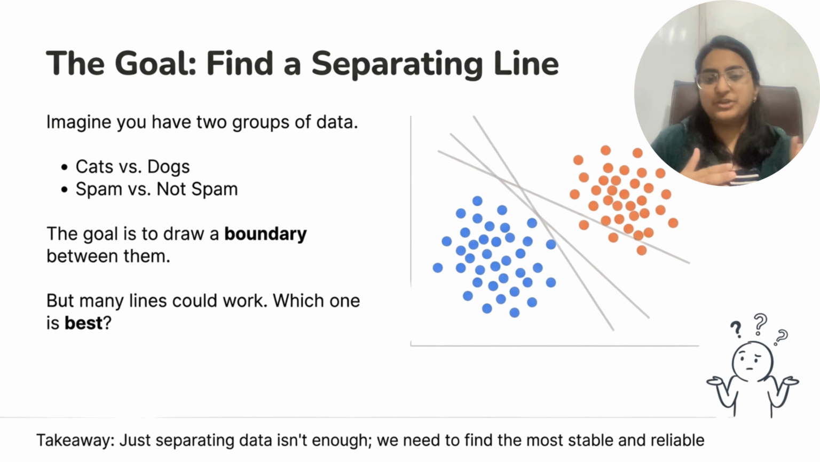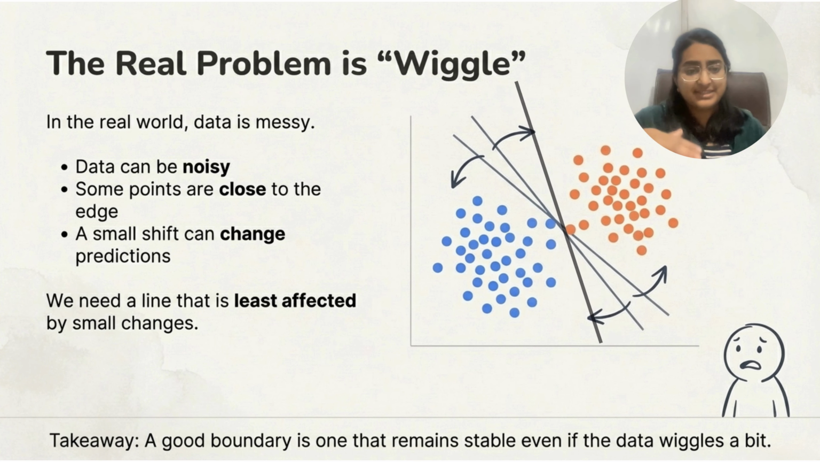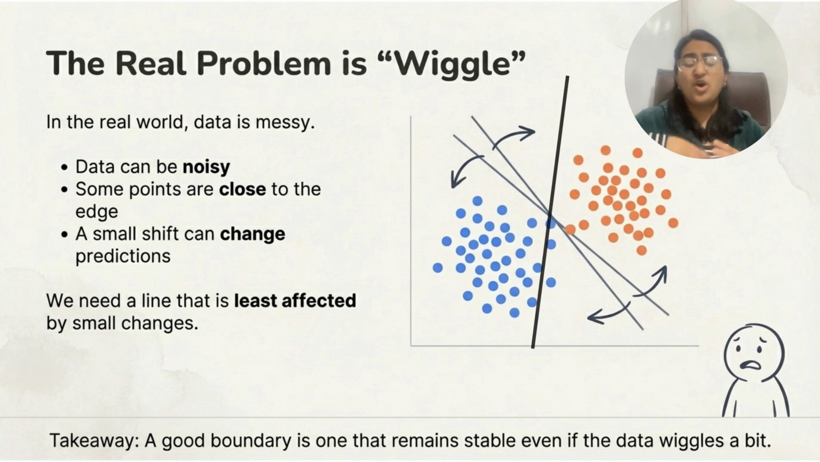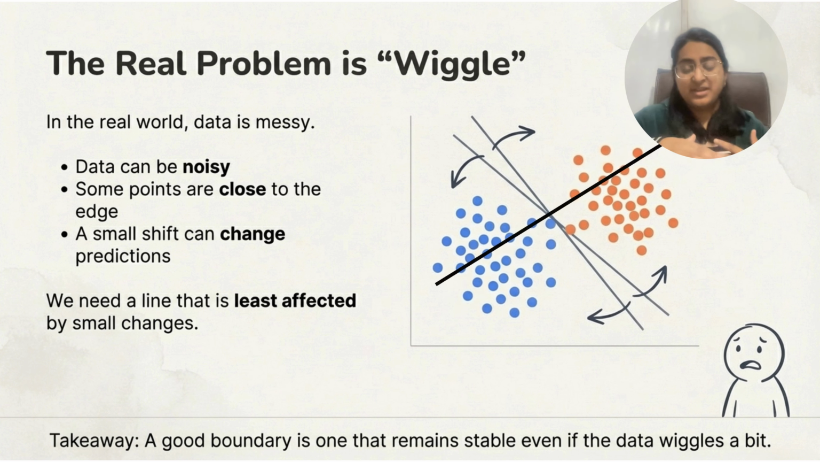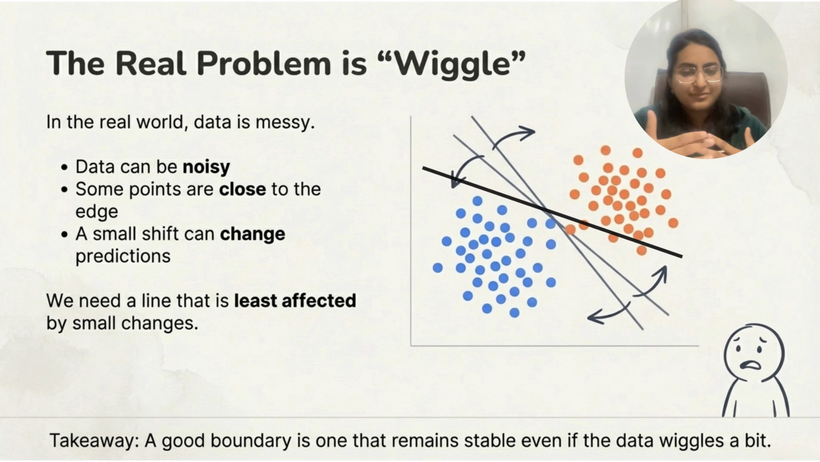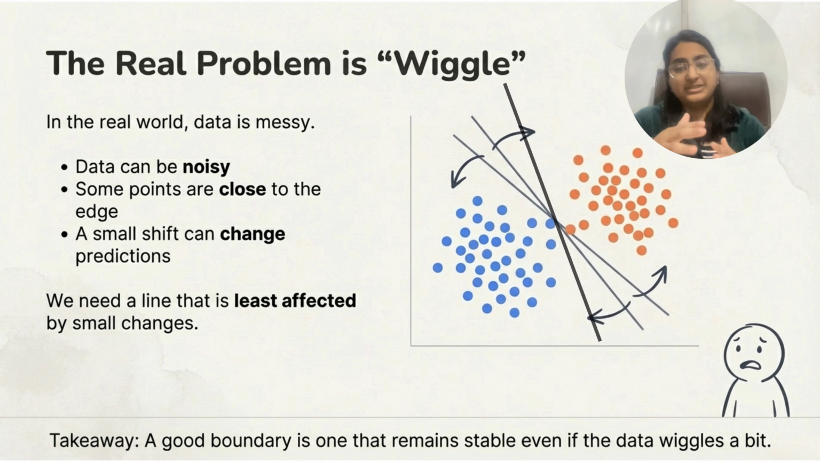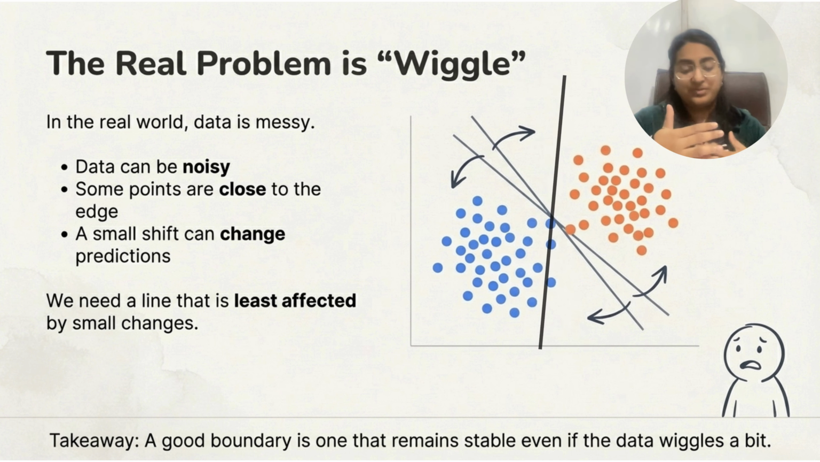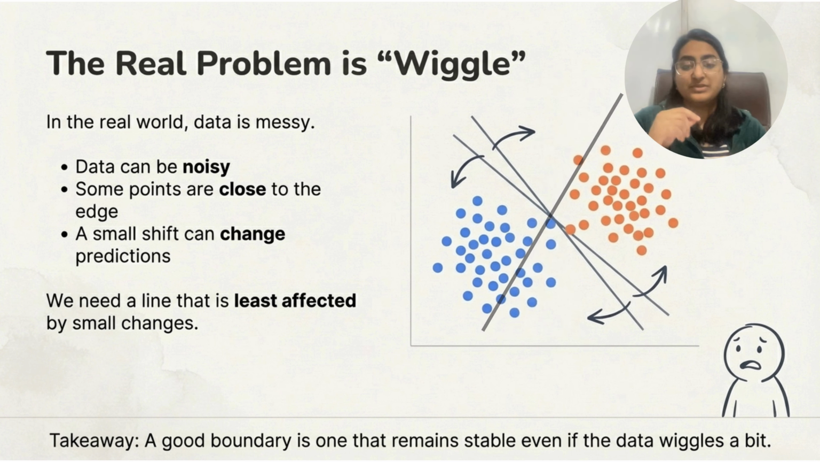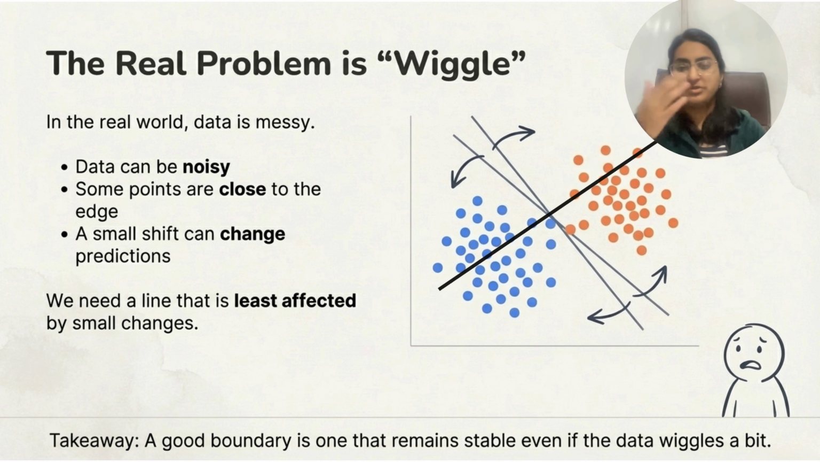Quick check. If you had to draw a line here, would you draw it very close to the points, or keep some space? Real data is never perfect. Two things happen all the time. First, noise: measurements are off a bit. And second, new samples: tomorrow's data looks slightly different. So if our line is too tight or too close to points, then a small wiggle can flip the predictions. A point that was on the correct side may jump to the wrong side.